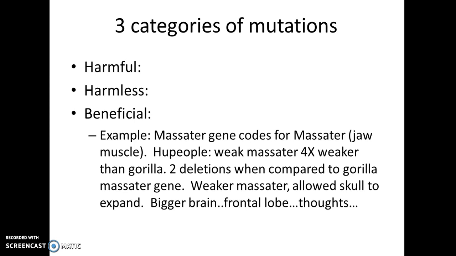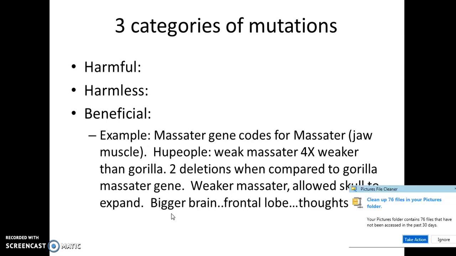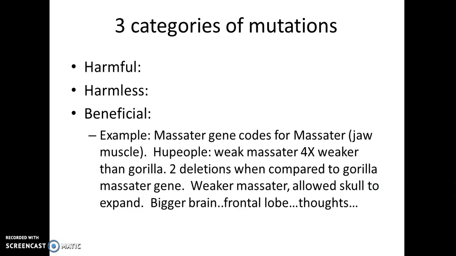For example, the masseter gene codes for the masseter muscle. The masseter muscle runs from the top of your skull all the way down your face to your jaw and allows you to close your jaw. Humans have a weak masseter compared to other hominids or other organisms that look like us, like apes or chimpanzees. It is 4 times weaker than the gorilla's. When we compare the gene sequence of human masseters to gorilla masseters, we find that there are 2 deletions. It's amazing, right? The 2 deletions create a weaker masseter muscle, but that also allowed our skull to expand and our brain to get bigger and for us to have thoughts, so that we can figure out that the 2 mutations in the masseter gene were beneficial to us. Amazing. So it is possible to have beneficial mutations.